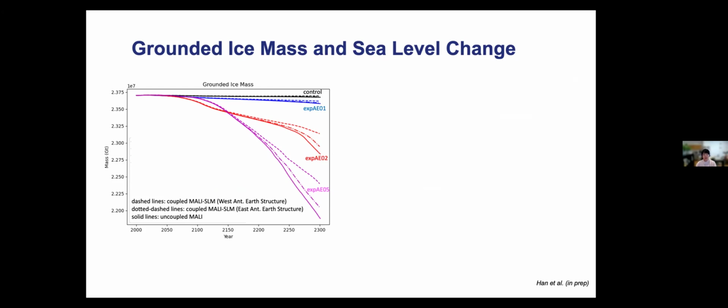And you can see that the mass loss is greater across all the experiments for the uncoupled scenarios. These uncoupled model simulations don't incorporate any form of GRD effects, and they have just a fixed bedrock. You can also see the coupling effect is the strongest when the response of the solid Earth is faster. So incorporating the West Antarctic Earth structure, for example, causes the ice to melt slower compared to the coupled results incorporating the East Antarctic structure.